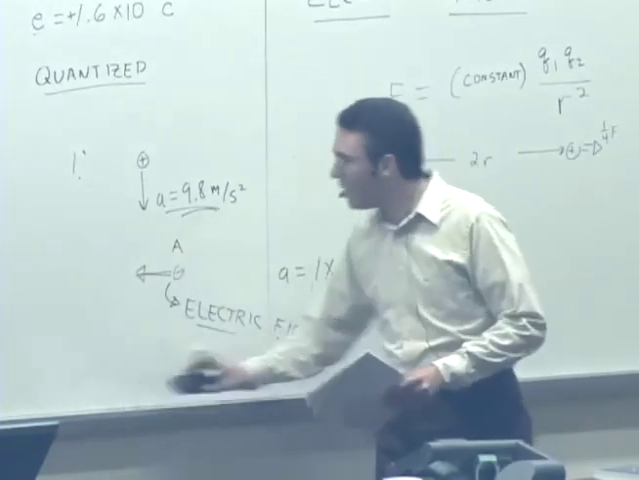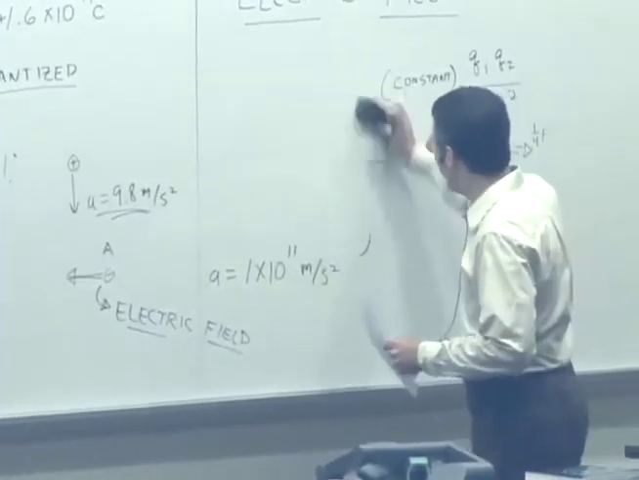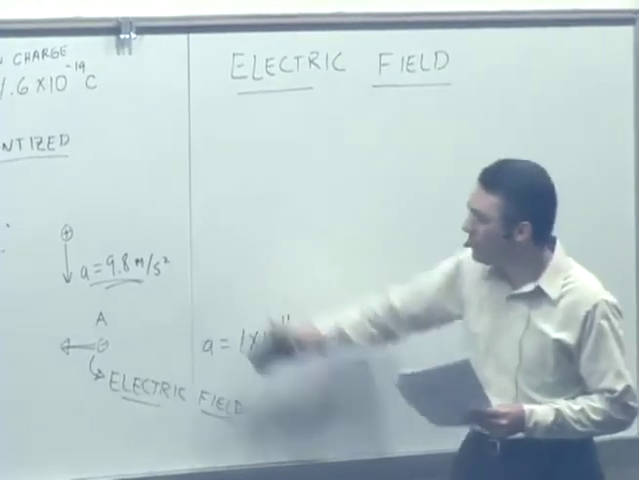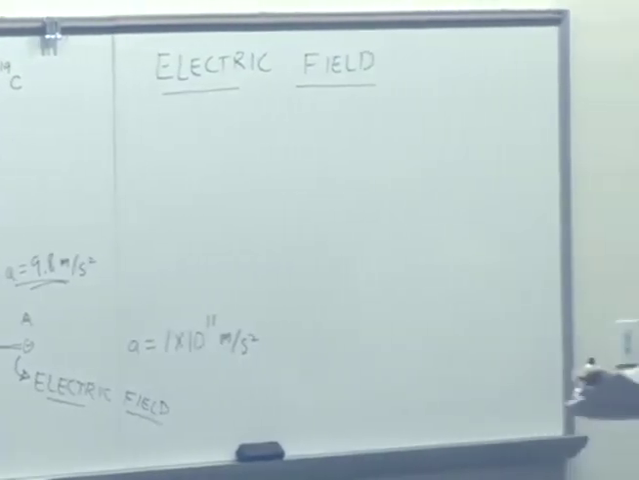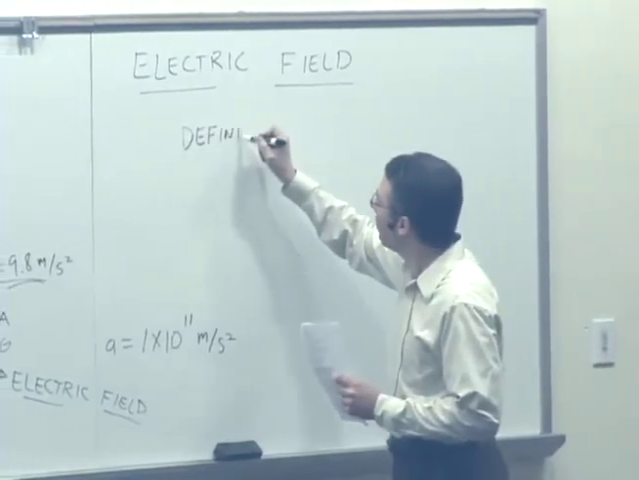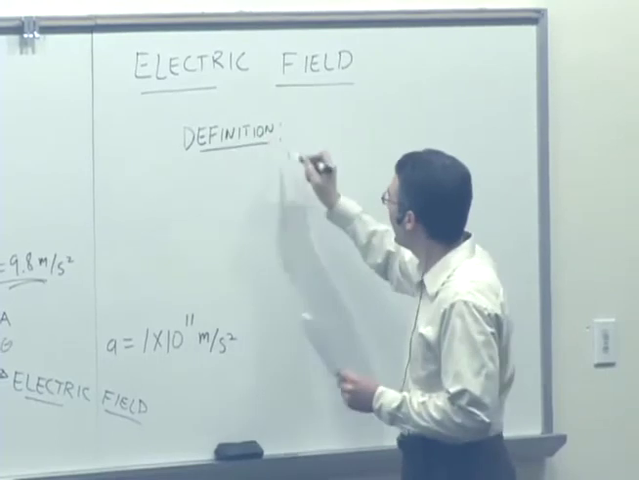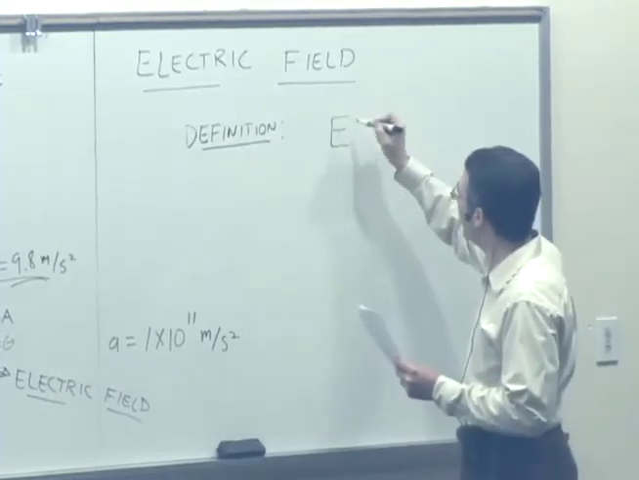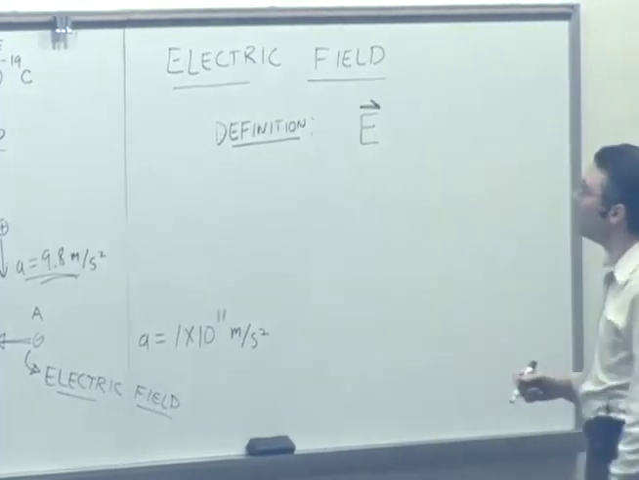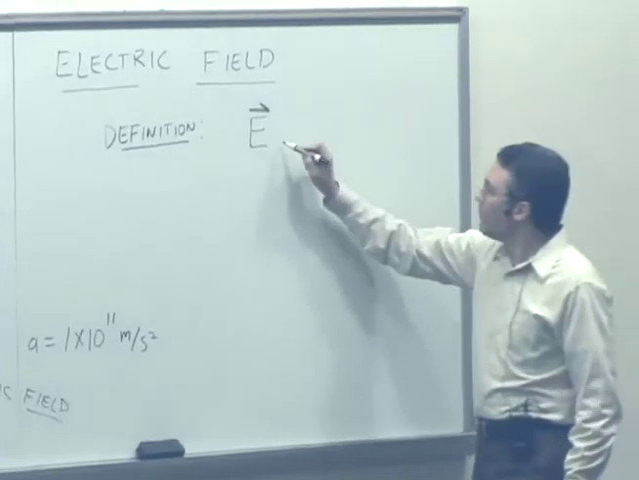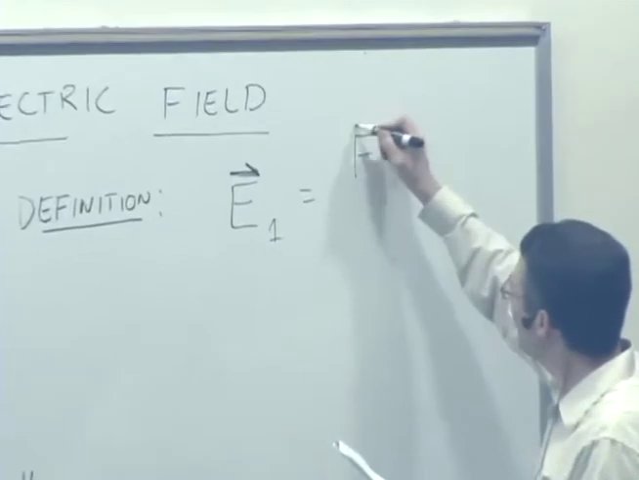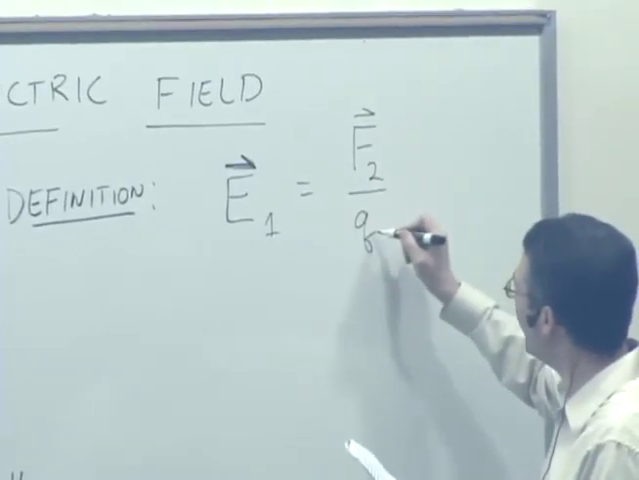So we want to define this electric field, or this sort of virtual force, in such a way that we get the correct behavior depending on what charge we place there. So here's the definition. I'm going to write it this way. We're going to say the electric field we're going to indicate with the capital letter E. E, it is a vector. Okay, so it's a vector quantity. I'm going to write it this way. E sub 1 is equal to F sub 2 over Q sub 2.